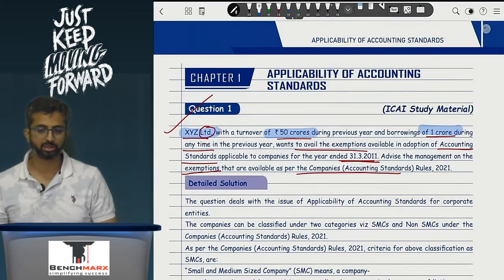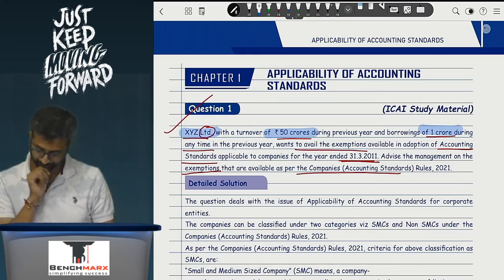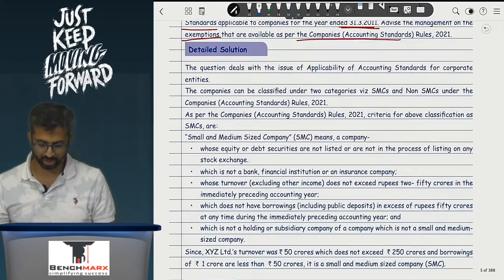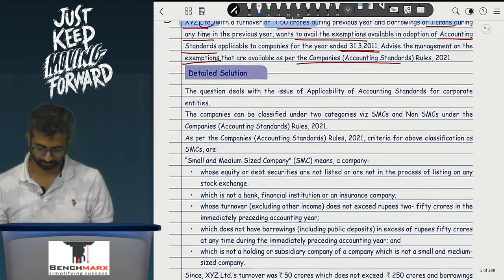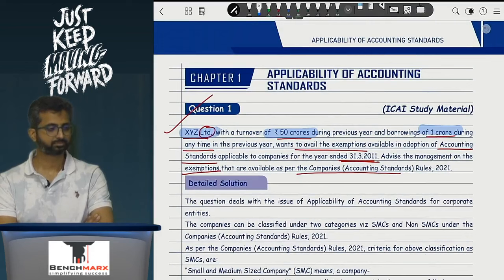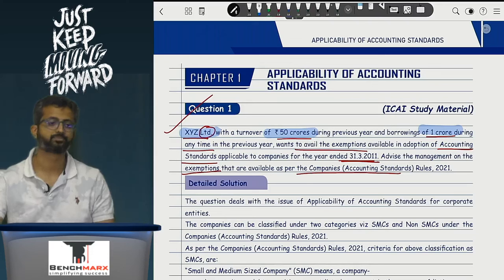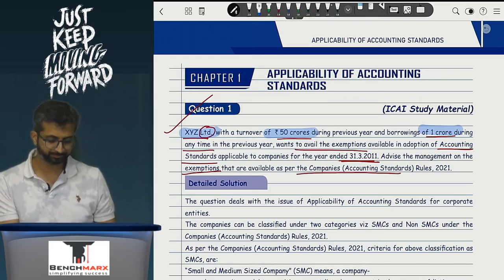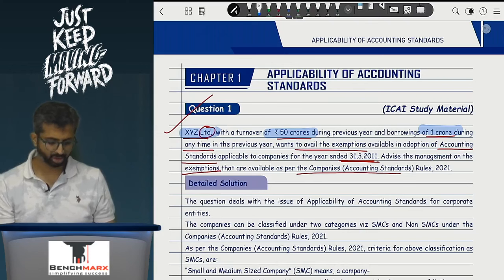As per question 1, you will first explain the law. As per company accounting standard rules, an SMC would fulfill the below criteria. Sub-point 1: not listed, slash, not in the process of listing.